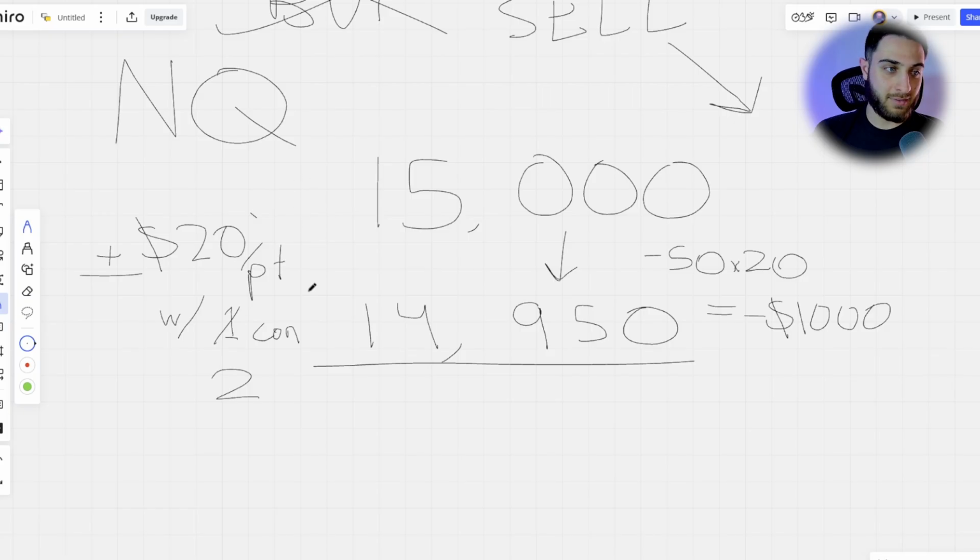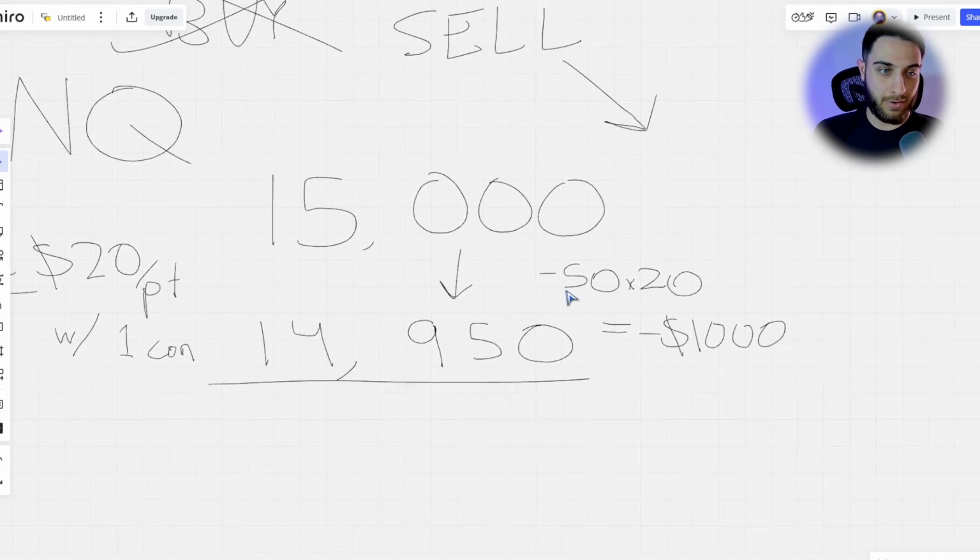So if we entered this long position, let's say we executed a buy order here, we lost $1,000 if we had one contract. But if we entered with 2 contracts at this price, we would be down $2,000. Why? Because this is with one contract, but if you do 2 contracts instead, you multiply this number by 2, which gives us a loss of $2,000.